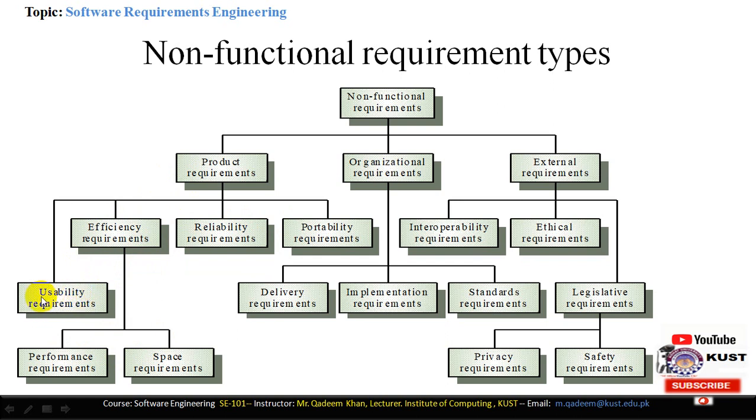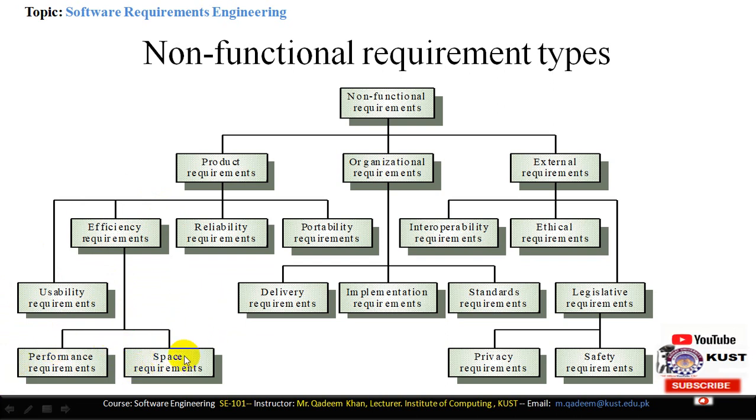Usability requirements mean the system must be usable by the customers. That means it should be easily used by the customers. Efficiency requirements mean the system should be efficient. But efficiency requirements are split down into two types of requirements: performance requirements and space requirements. Performance requirements are the requirements which are relevant to the efficiency of the software, that the system must perform very well in the particular time.